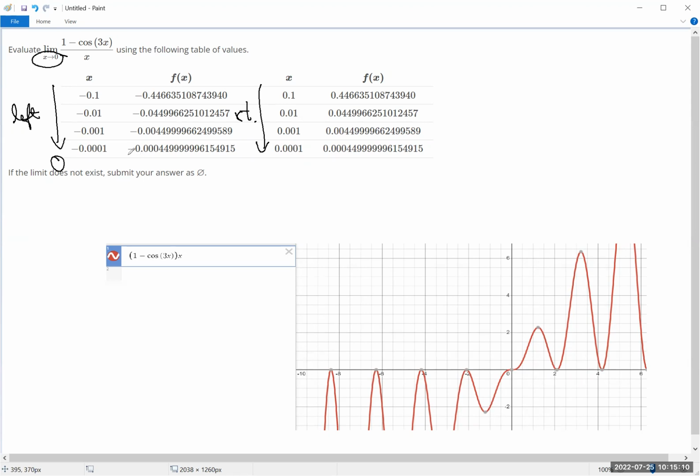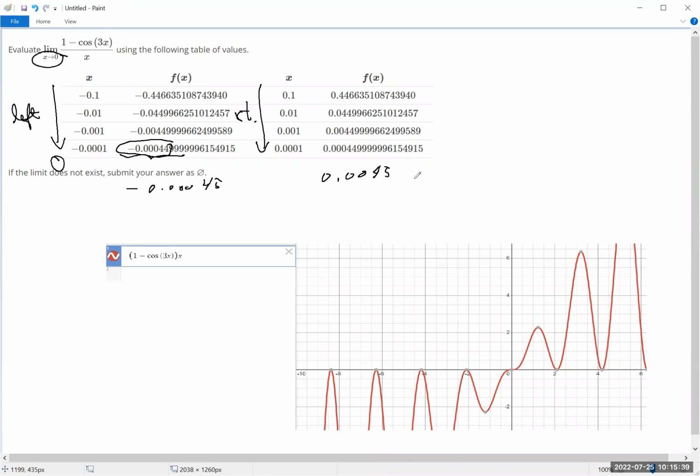And what you may notice is that it appears that they're going towards different places. So maybe you think, well, that might be going to negative 0.00045, and this is going to positive 0.0045. And you might initially want to conclude that there is no limit.